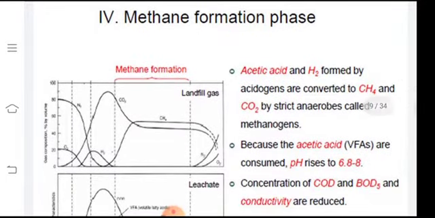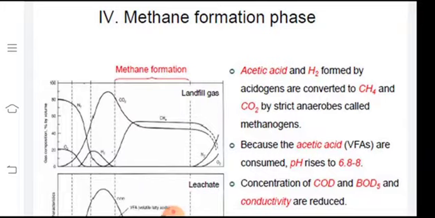Now acetic acid and H2O have formed, and this is our phase 4, the methane formation phase. Now this acetate will be converted to CH4 and CO2 by the microorganisms known as methanogens. These microorganisms are responsible for the conversion of acetic acid into CH4 as well as CO2.